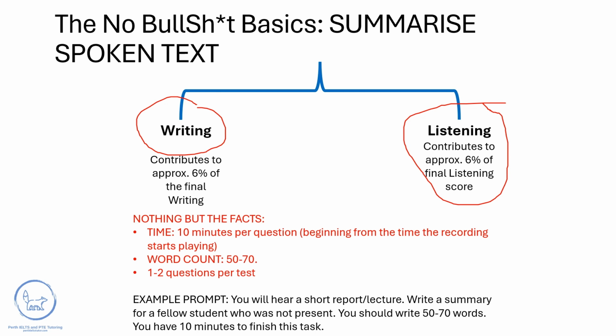Now, on the test day, what you might see is a prompt which will say, you will hear a short report or lecture. Write a summary for a fellow student who was not present. You should write 50 to 70 words. You have 10 minutes to finish this task. So that's the facts. 10 minutes for 10 points. The 10 points are then distributed equally between writing and listening for up to 6% of the final score of each of those sections.